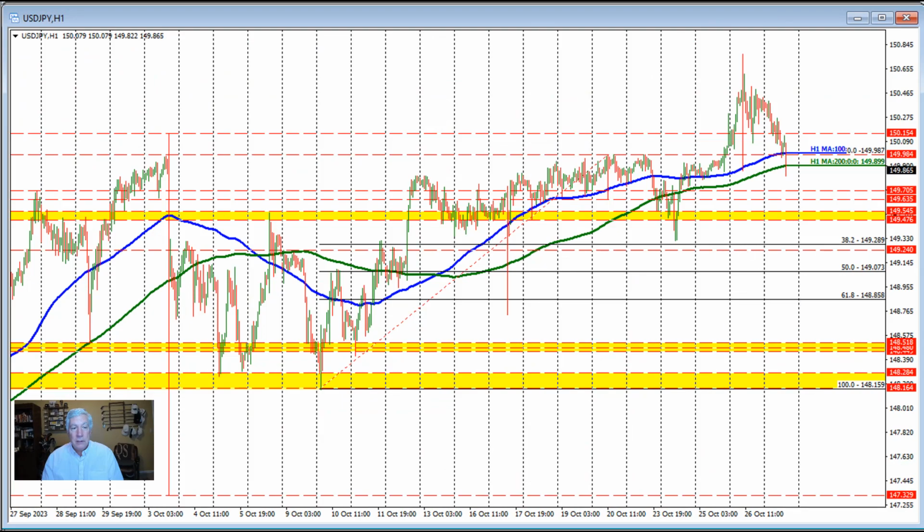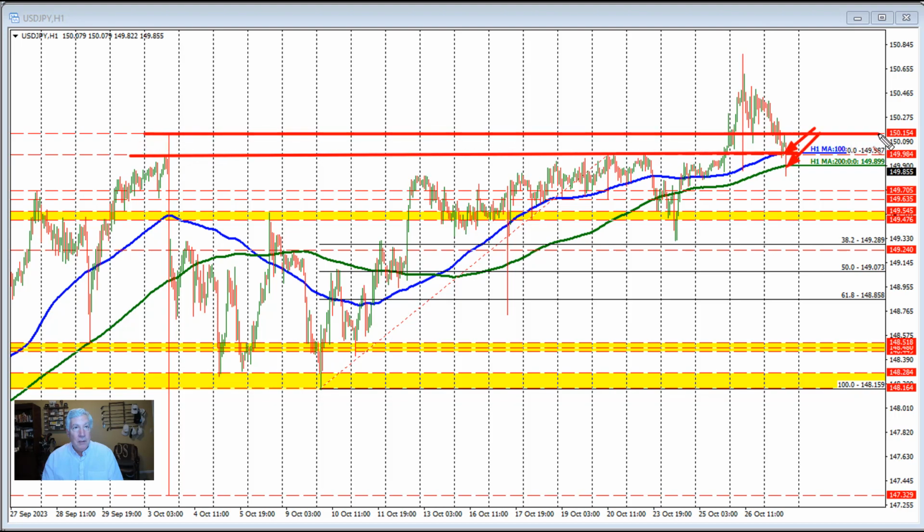And wow, we were seeing a break below the 100 and 200-hour moving averages. That kind of took me by surprise here. The price high this week was able to get above the 150 level and also above the 150.15 level. That was the high price going back to early October. And we moved all the way up to the 150.77 level here.